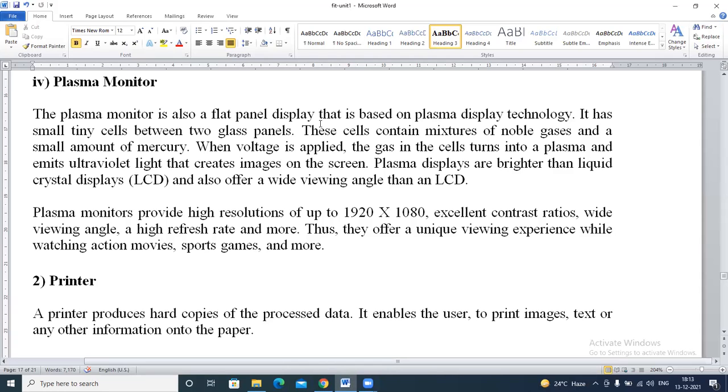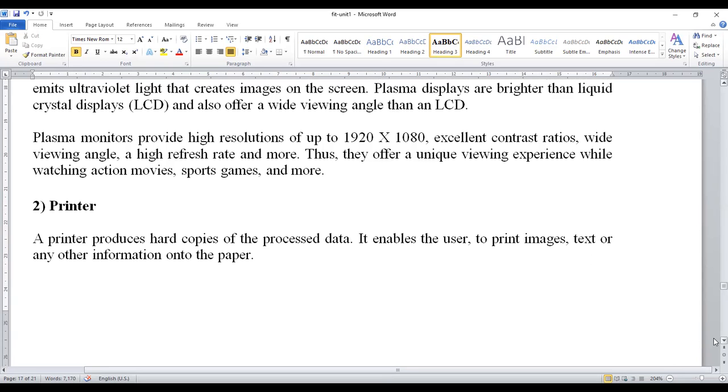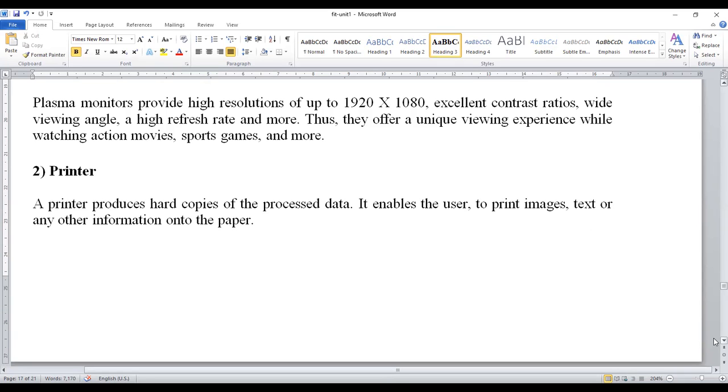So next comes printers. Printers produce hard copies of the processed data. It enables the user to print images, text, or any other information onto paper.